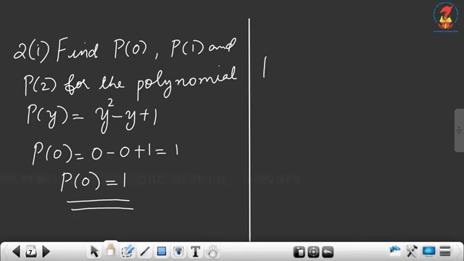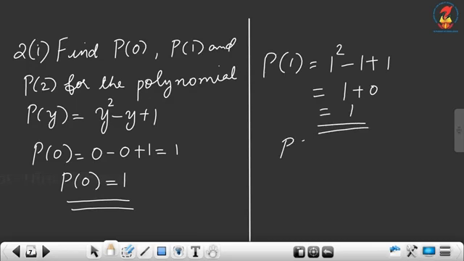Then p of 1 is equal to 1 square minus 1 plus 1, which is equal to 1 plus 0, which is equal to 1. So, the value of this polynomial at x is equal to 1 is 1.